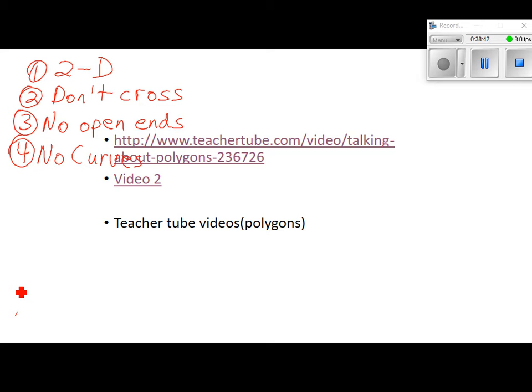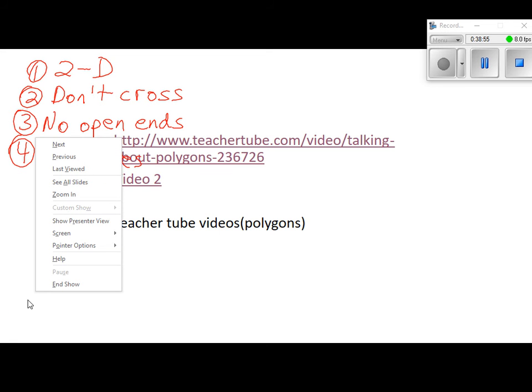So, two-dimensional. Sides don't cross each other. They intersect at exactly one point each one. No open ends. Can't have any openings. No curves, no bends. There's one part of it.